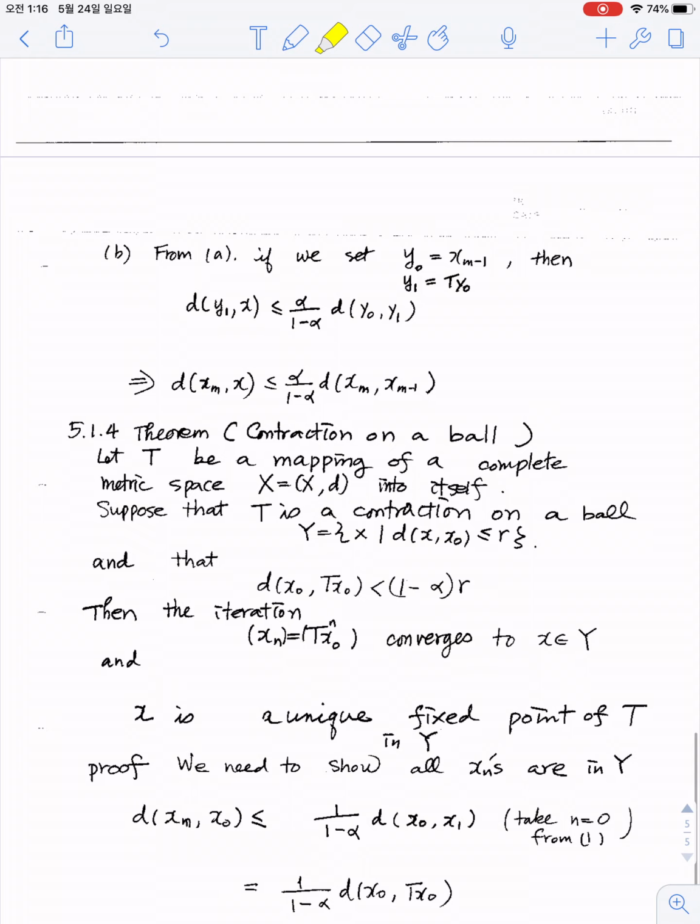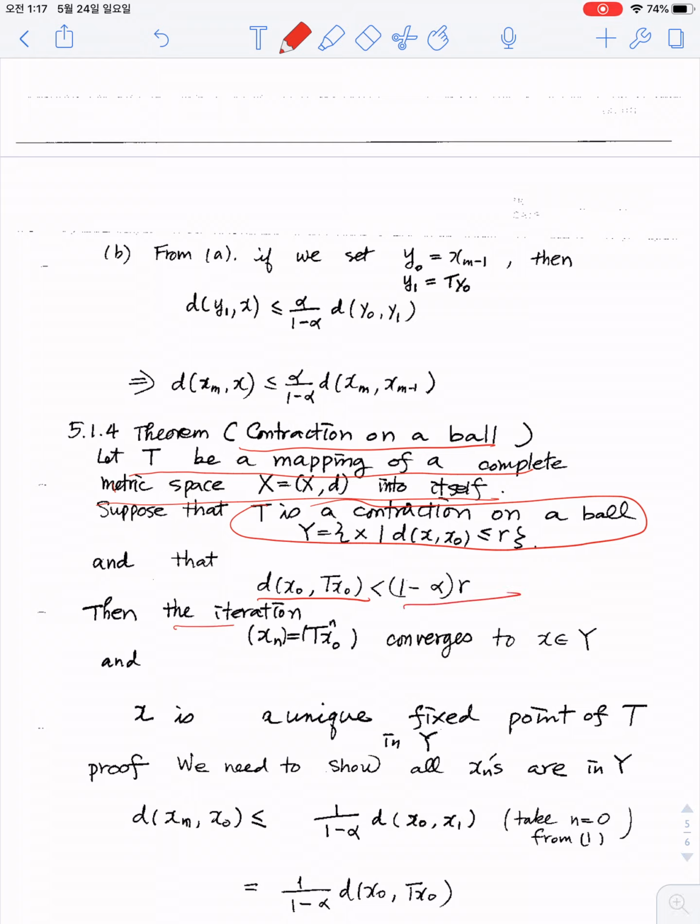Next, we have one more theorem here: contraction on a ball. Let's look at what the statement is. T is a mapping from a complete metric space to itself. If T is a contraction map on the closed ball, and such that d(x0, Tx0) is less than this bound, then by the iteration method, xn equals T^n x0 converges to x. The proof is similar to the previous one, so this is not difficult to prove.